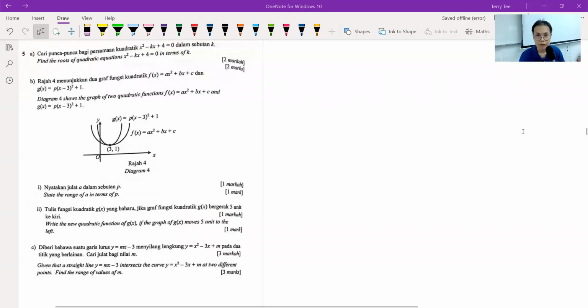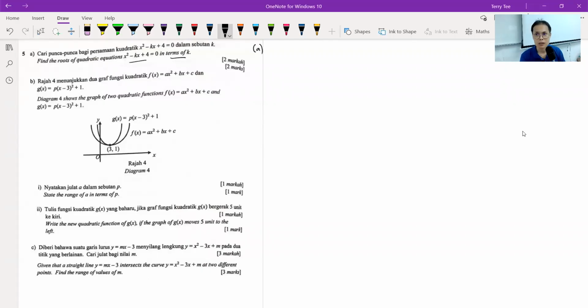Okay, question number 5. This is a question that consists of different parts of the chapter. Parts A, B, C are all three non-related questions. Part A: they say, find the roots of this quadratic equation, giving the answer in terms of k.